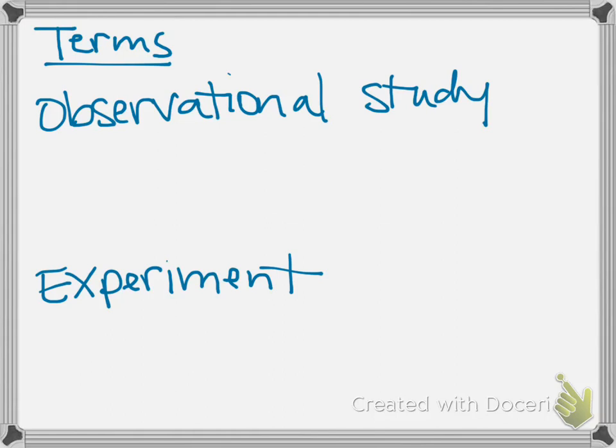You take a look at individuals in your study, and you measure some variable that you're interested in about these individuals, but you're just observing them. You're not attempting to influence the responses of those individuals in any way. So there's no influence in an observational study.